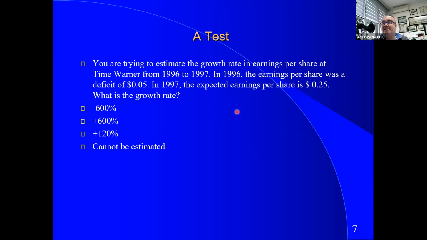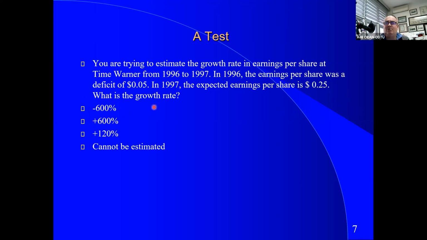So what is the growth rate here? If you use the mathematical formula, it is this minus this. So 25 minus 5, 30 is the total change. And divided by the old price, the beginning price. So 30 cents divided by minus 5 cents. So if you use the mathematical formula, the growth actually is minus 600%. Anytime you have a sign change like this, that's what you would end up with.